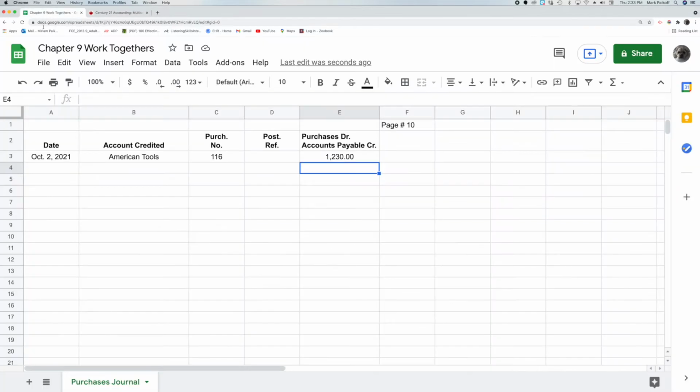Alright, so for this transaction, again, the first thing that we're going to do is put in the date, which is October 7th. Next, we're going to put in the name of the vendor, which is Harris Manufacturing Incorporated. After that, we're going to put in the purchase invoice number, which is 117. And then we're going to record the amount in the purchases debit, accounts payable credit column. Alright, so that was the second transaction.